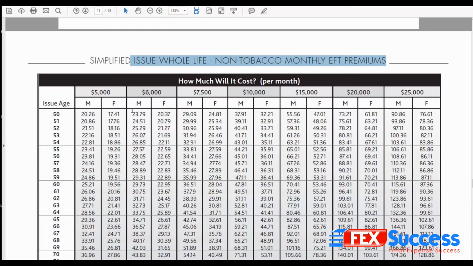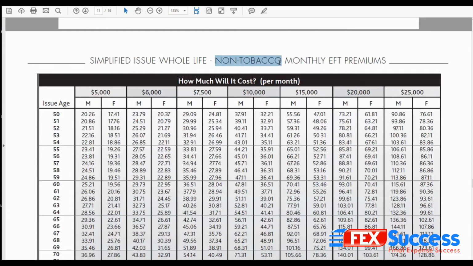So if we're looking at a male, and let's do age 50, we want to do $10,000 of coverage, we're going to look at a monthly premium with this carrier of $37.91 for the non-tobacco. So basically on this method, you're just taking the rate card where they're already calculated out for you, and you're just cross-referencing. Take the age, the amount of insurance that the person wants, and then whether or not they're male or female. Now make sure that you're on the correct sheet.